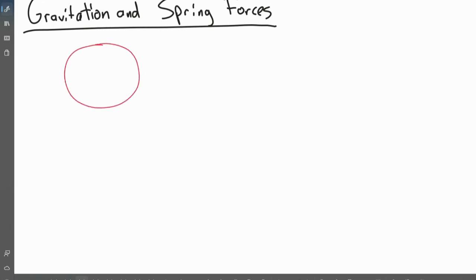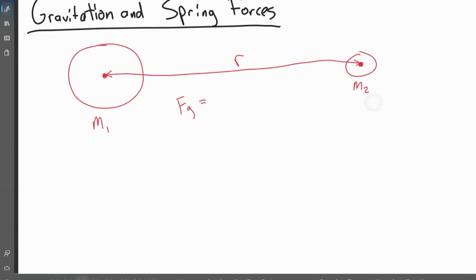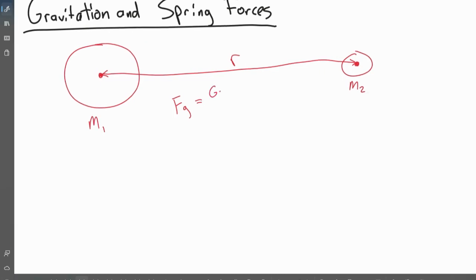Here's our setup. Let's say we have two planets, and one's bigger than the other. This one has a mass of m1, this one has a mass of m2. Then the distance between the centers of these planets, and that is a very important fact, is r. The force of gravity between these two planets, we'll still notate as F sub g, is equal to capital G times m1 m2 over r squared. That's our equation for the force of gravity.